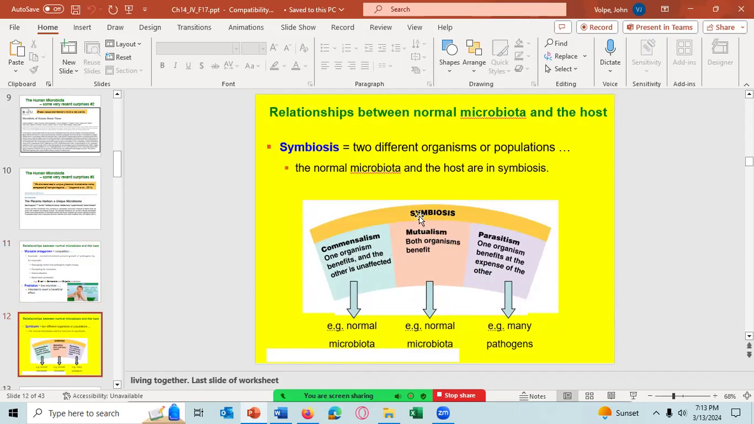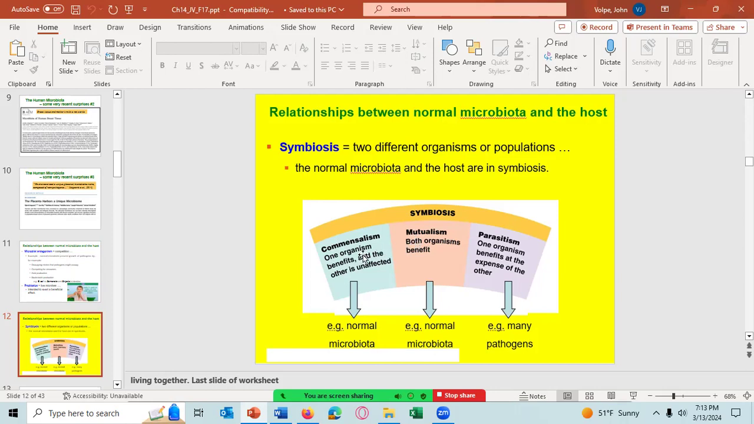Mutualism is where both organisms benefit. For example, E. coli gets a home, we feed it food. E. coli helps us digest the food that we eat. So E. coli is forming a mutualistic symbiotic relationship with us.